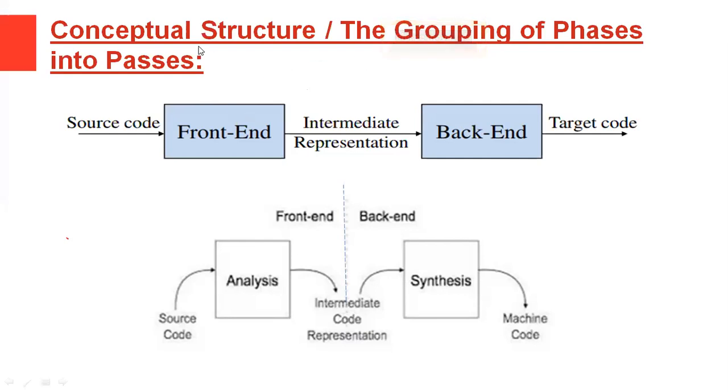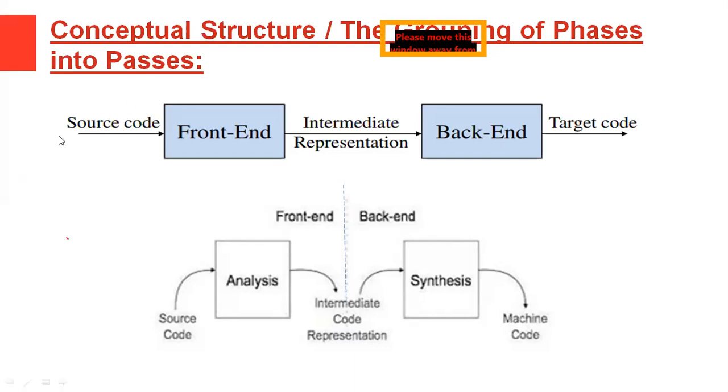Here, for the conceptual structure or the grouping of phases into passes, we have 6 phases of a compiler. Those 6 phases can be divided into 2 passes: front end and back end. In the front end we have 4 phases: lexical analysis, syntax analysis, semantic analysis, and intermediate code generation. These four are the front end phases. The last two, code optimization and code generation, come under the back end.